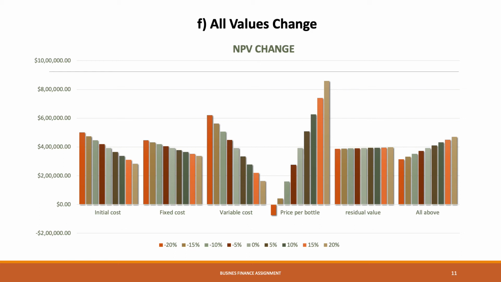But for the price per bottle, the NPV is increasing if the base price is increased, and it is decreasing if we reduce the base price. And there is no change for the residual value. And for all, if we include all the changes, we can see that by decreasing the base value, the NPV is decreasing, and if we increase the base value, the NPV is increasing for all the above values.